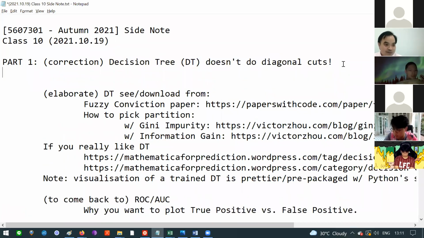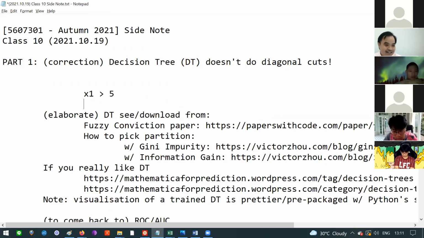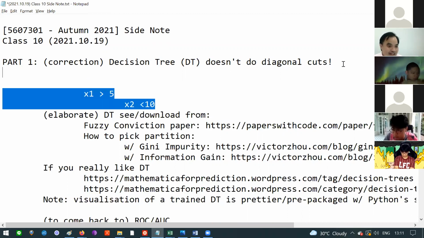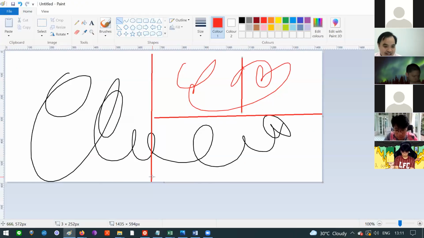Why? Because if you're talking about diagonal cuts, you have to say something like AX1 plus BX2 is greater than 5, something like that. It doesn't. It only picks one at a time. For example, X1 is greater than 5, and then it asks, X2 is less than 10 or something like that. So it's checking a condition on one variable at a time. That's like separating left from right, up from down. So if this is X1, it's less than or equal to for X1, and this is less than or equal to for X2. So it doesn't do diagonals.